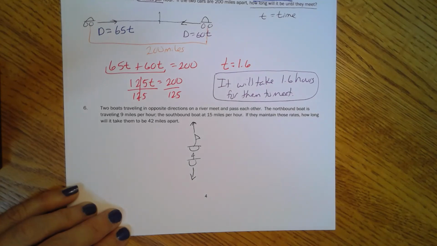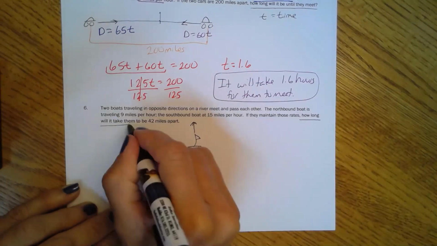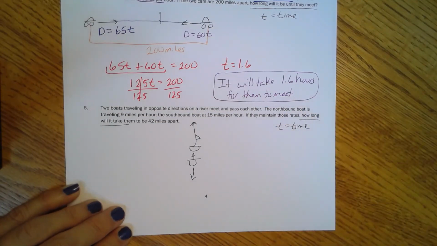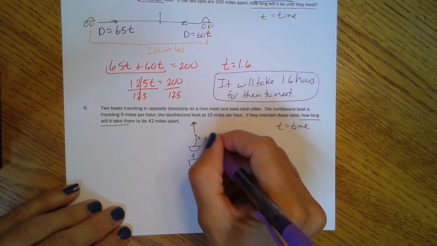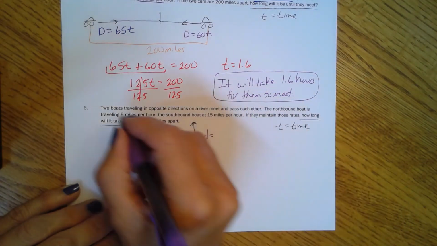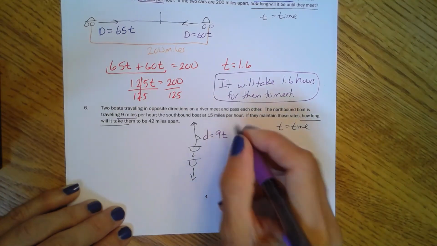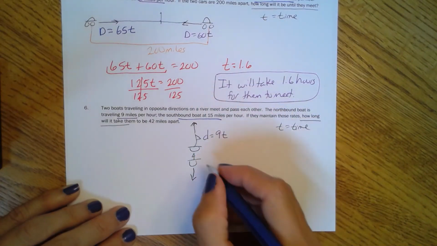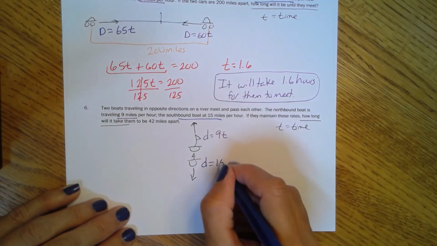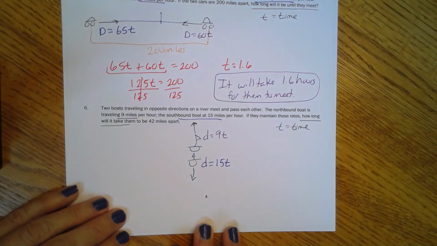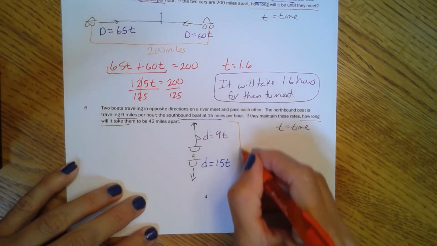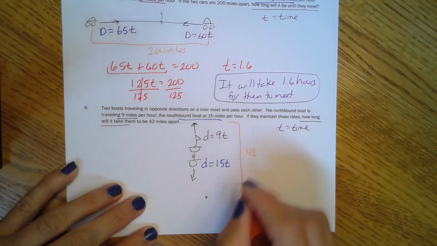So again, looking at what the question's asking, how long will it take them? So we're looking for the time again. So t is going to be the time. So the boat going north, its rate was 9 miles, and the time is what we're looking for, so its distance equals 9t. And then the southbound boat was going 15 miles per hour, so this is going to be a distance of 15t. And if they maintain those rates, how long will it take for them to be 42 miles apart? So from here to here, when they get to that point, we want it to be 42 miles.